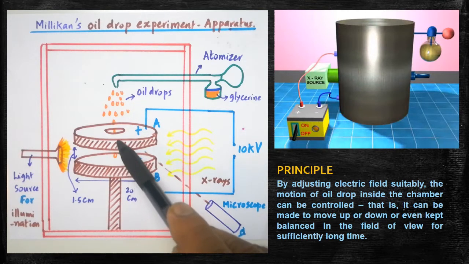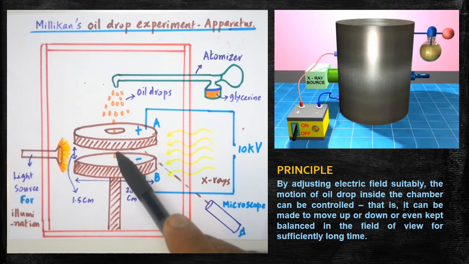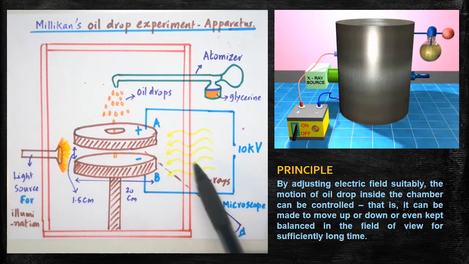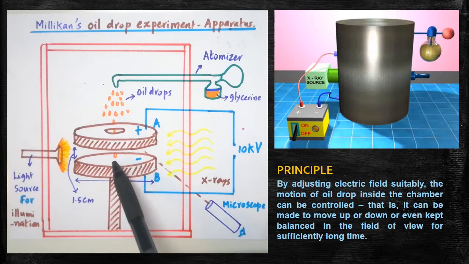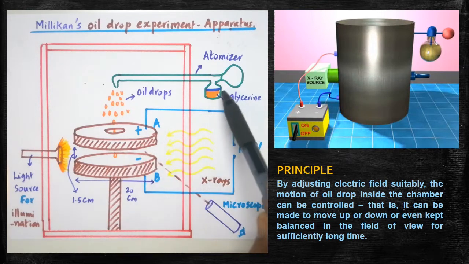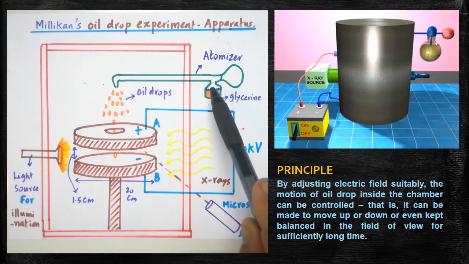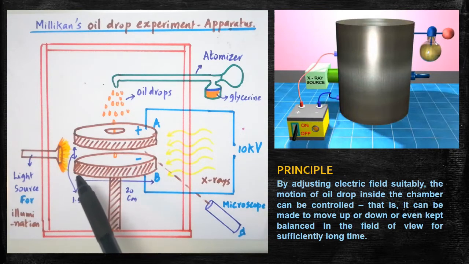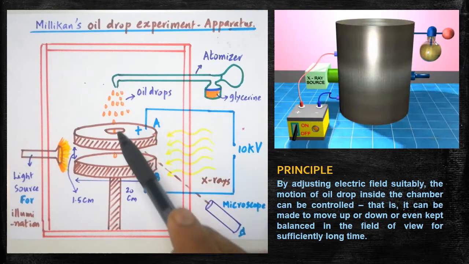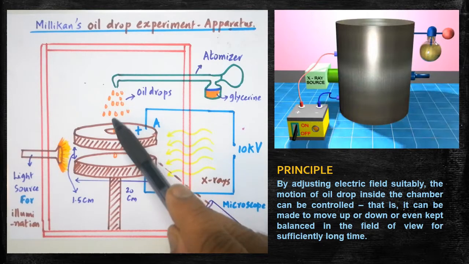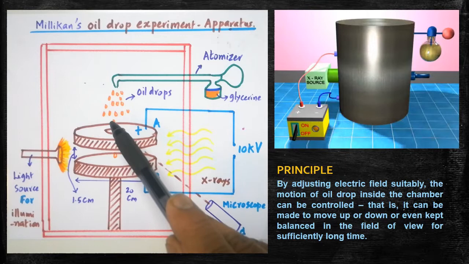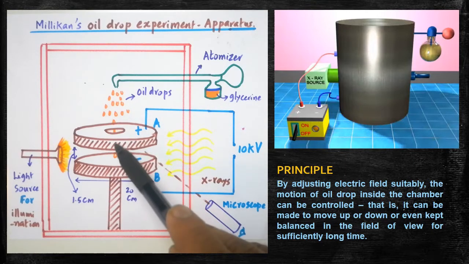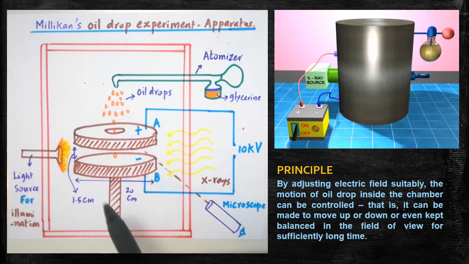When the oil drop reaches the gap between the two plates, it will be traveling through this region and you can view the movement of the oil drop. For spraying purposes the atomizer is used. Initially the oil drop will be descending due to gravity, acting as a free falling body, moving through the hole, and you can view its movement.